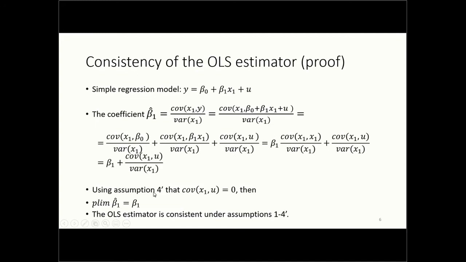So under assumption 4 prime, we assume that the covariance of x1 and u is equal to 0. If this covariance is equal to 0, this means that the probability limit of this coefficient beta 1 hat would be exactly beta 1. So in other words, the OLS estimator is consistent under assumptions 1 through 4 prime.